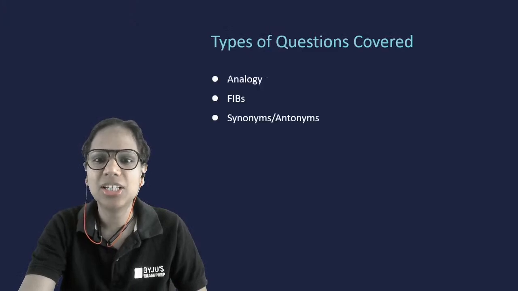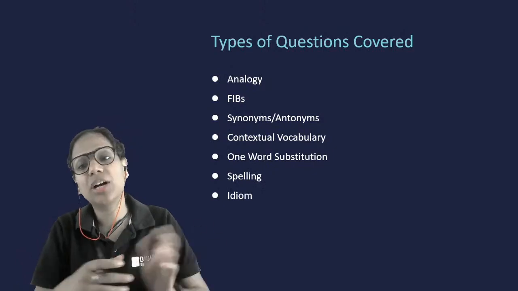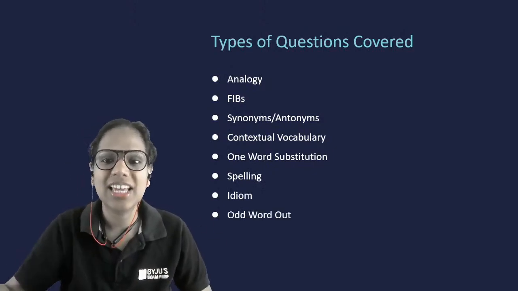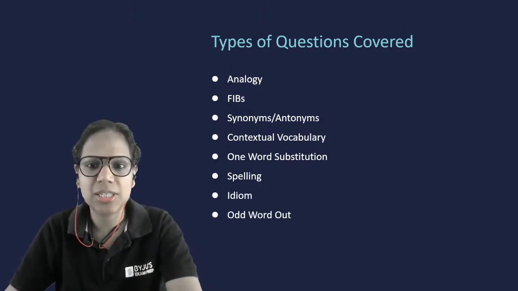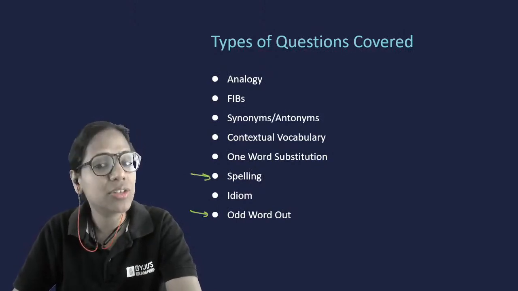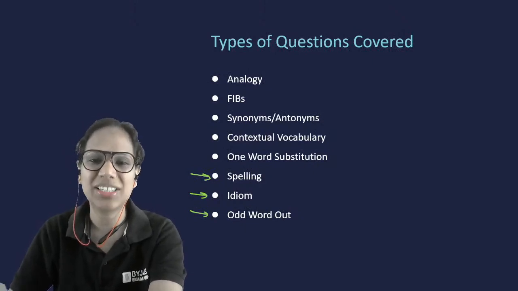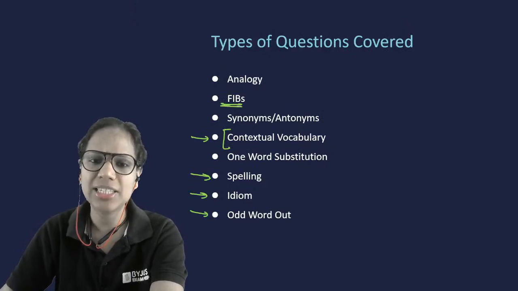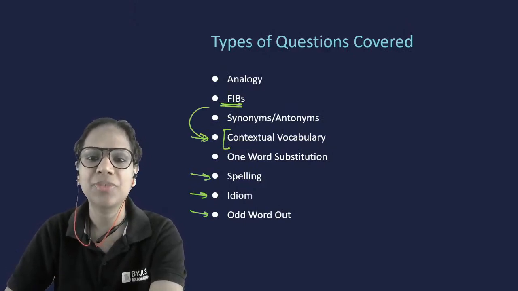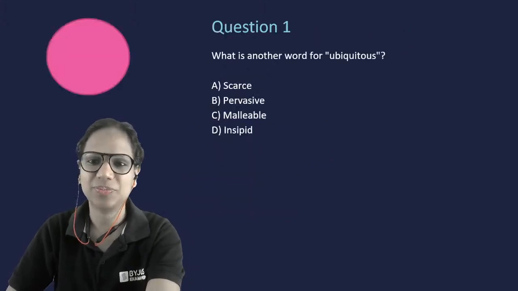So, these are the types of questions that we are going to cover today. Some of these we covered in our last class also. Yes, some of these are new. For instance, I don't think we covered odd one out. Last time we didn't cover spelling. Idiom is new for you. So there are some new topics as well. Then contextual vocabulary apart from fill in the blanks. That is what we are going to see today. Okay, so these are the question types that we are going to cover today.